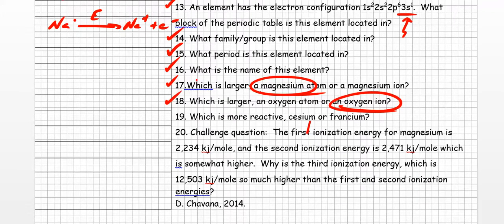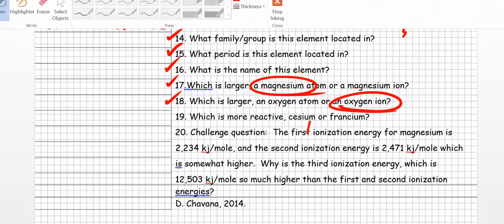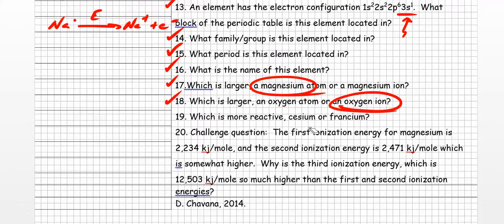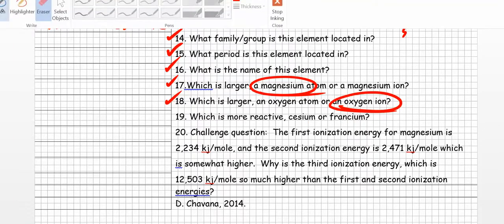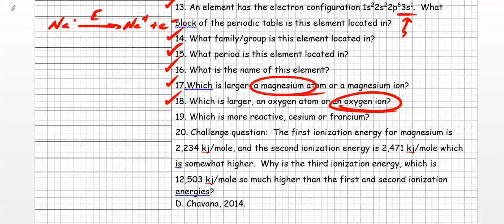Number 19, which is more reactive, cesium or francium? If we go to the first column of the periodic table, remember reactivity increases as I move down the periodic table. So the one that's lower is going to be the more reactive. In this case, it would be francium. By the way, francium is extremely reactive.